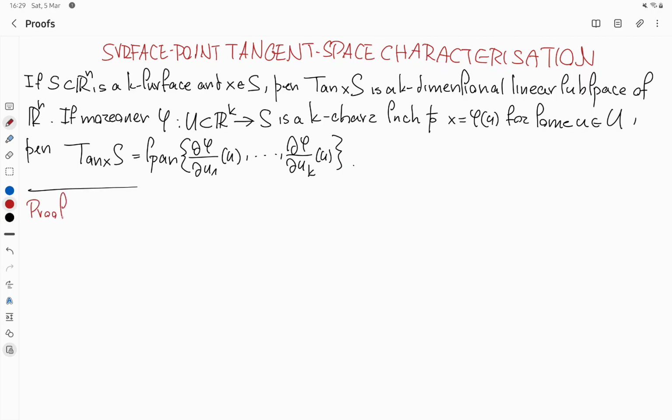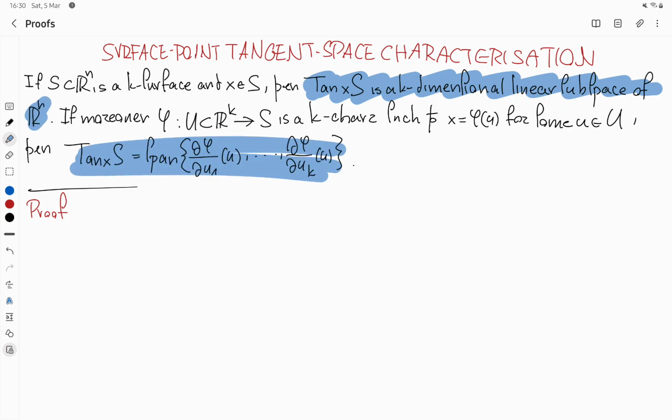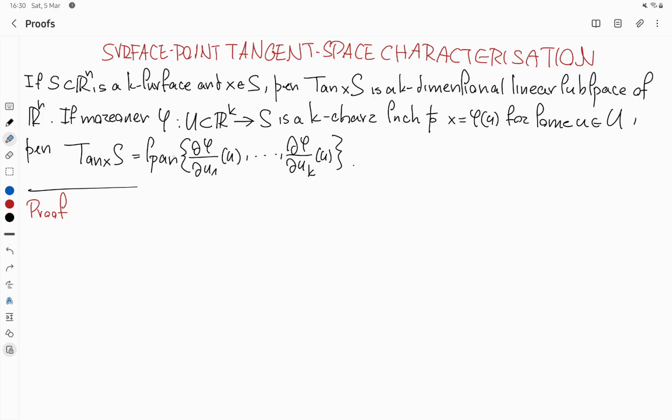The proof is simple. We observe that it is sufficient to prove this equality. If we do, then we prove the first claim, that is that the tangent space of S is a k-dimensional linear subspace of R^n. This follows from this equality. So if we prove it, we also get this claim for free. So how do we prove the equality?